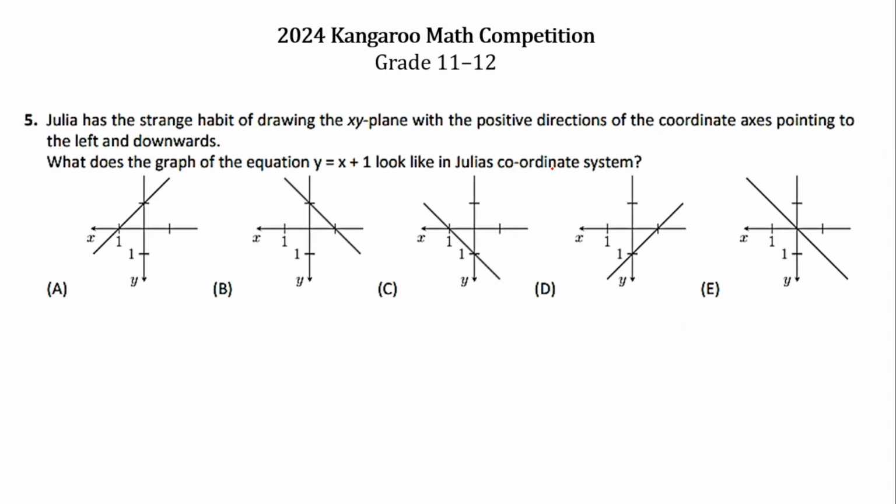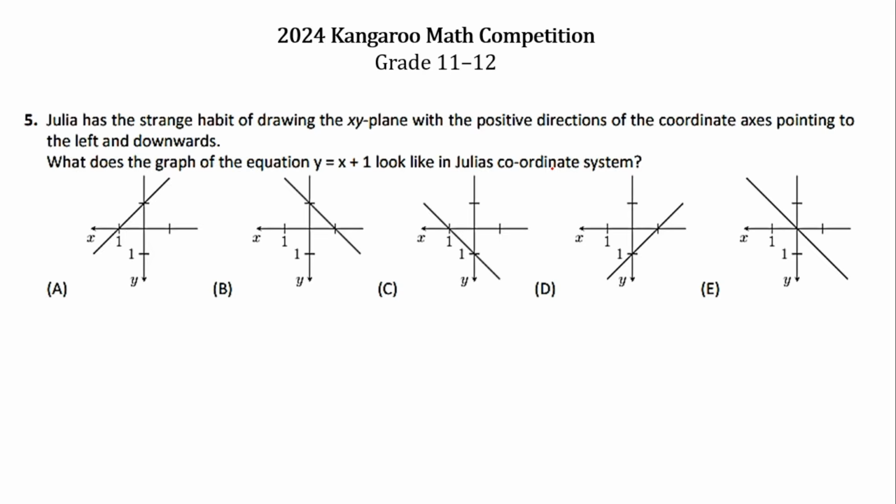Next item, number 5. Julia has the strange habit of drawing the xy plane with the positive directions of the coordinate axes pointing to the left and downwards. What does the graph of the equation y equals x plus 1 look like in Julia's coordinate system? Let's draw first the correct graph of y equals x plus 1 using the correct positioning of the axes, and then we'll apply the conditions given in the problem by flipping the x and y axes.